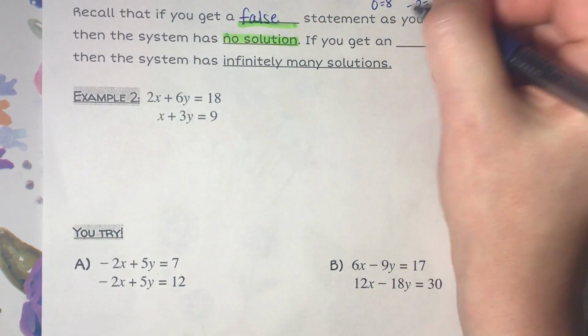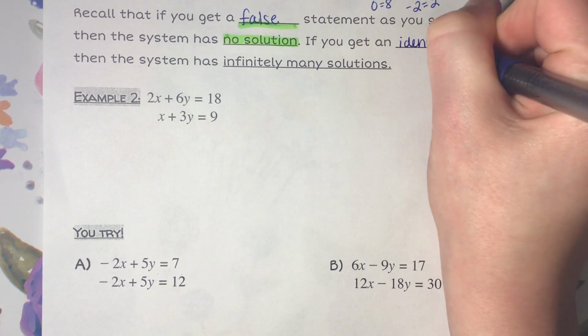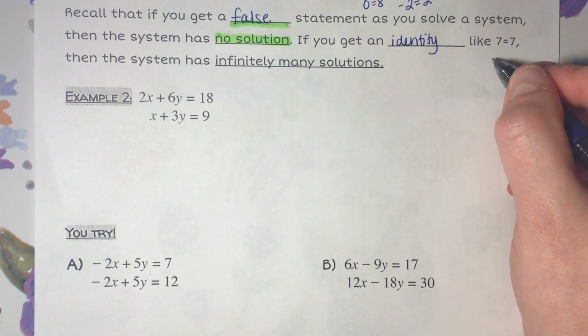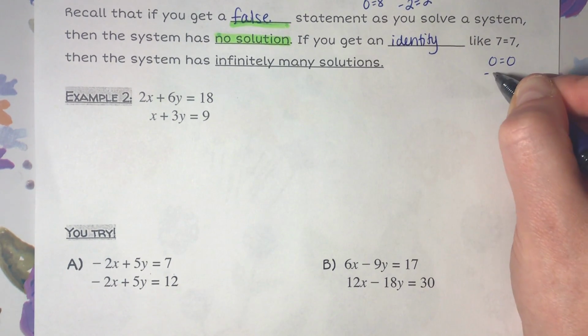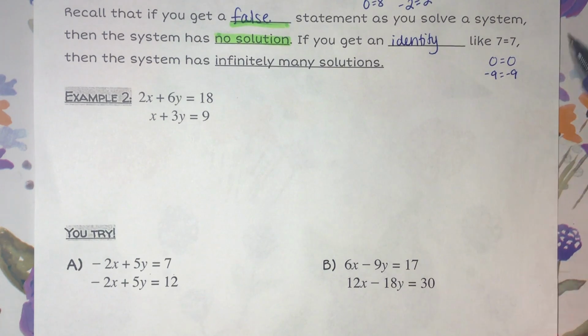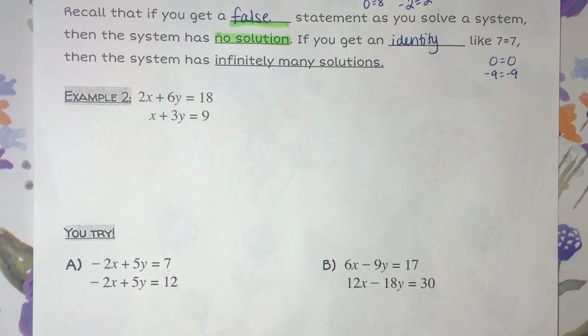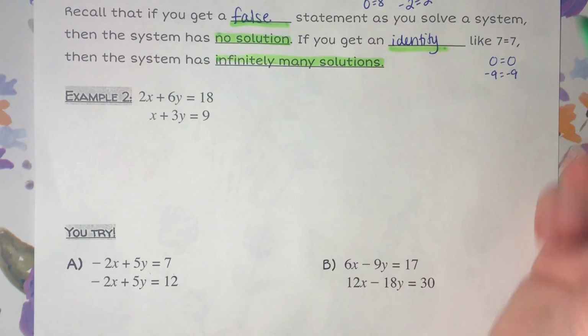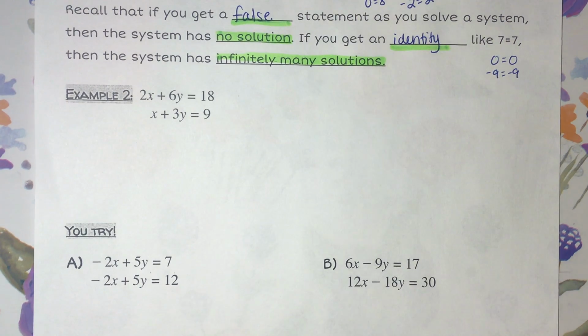If you get an identity, like 7 equals 7, or 0 equals 0, or negative 9 equals negative 9, where it's the exact same on both sides, then that means it is infinitely many solutions. So you're going to have infinitely many solutions if you get an identity. So let's work through a couple of those just so you can see how they're going to work out.